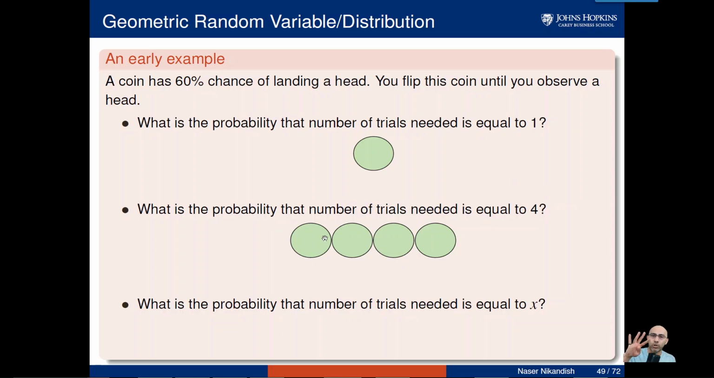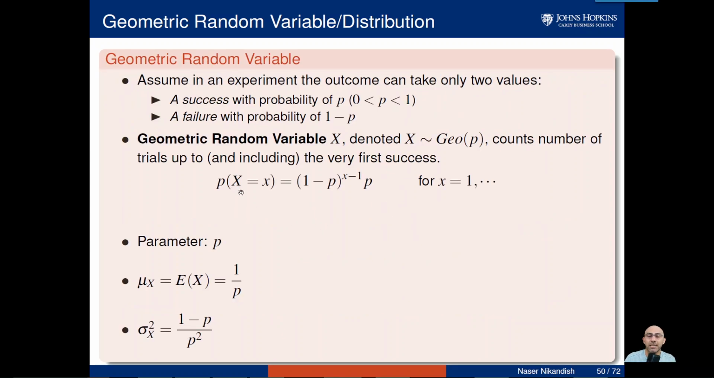What is the probability that the number of trials needed is equal to 4? Well, if I want 4 trials to get to the first head, the first 3 must be tails. So what is the probability of that? First one tail, 0.4. Second one tail, times 0.4. Third one tail, times 0.4. The last one must be head, times 0.6, right? What is the probability that the number of trials needed is equal to x? If I extend this example, it must be (1 minus p) to the power of x minus 1, times p. Let's see if we got this right. The probability that X equals x is equal to (1 minus p) to the power of x minus 1, times p.